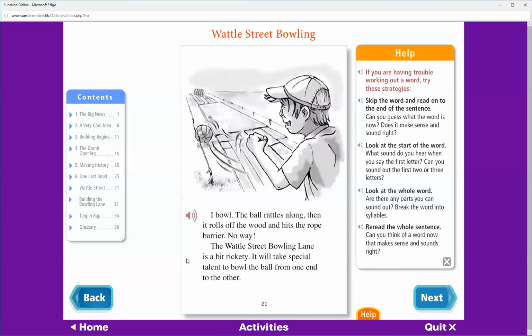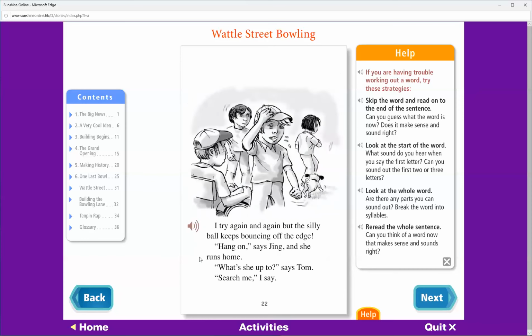I bowl. The ball rattles along, then it rolls off the wood and hits the rope barrier. No way! The Wattle Street bowling lane is a bit rickety. It will take special talent to bowl the ball from one end to the other. I try again and again, but the silly ball keeps bouncing off the edge. Hang on, says Jing, and she runs home. What's she up to? Says Tom. Search me, I say.